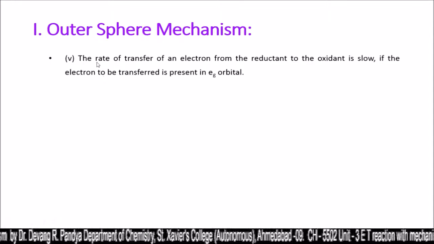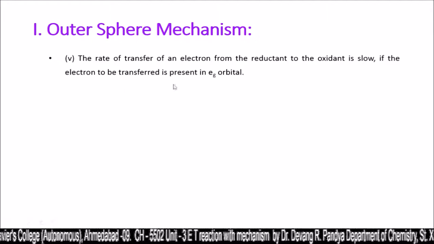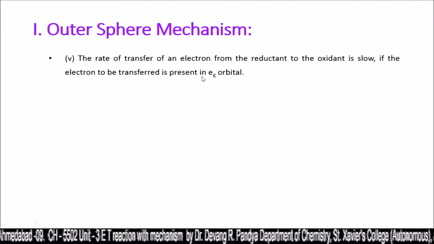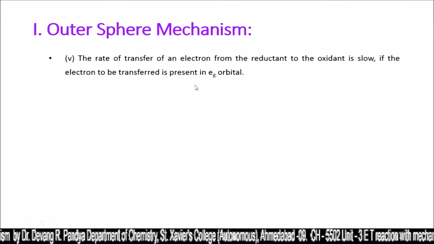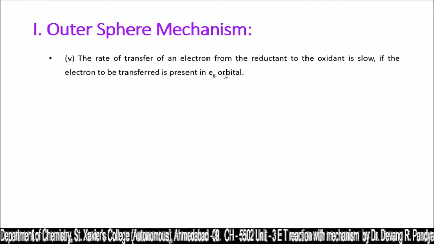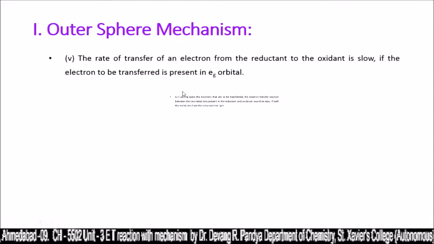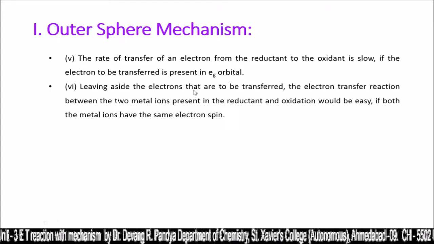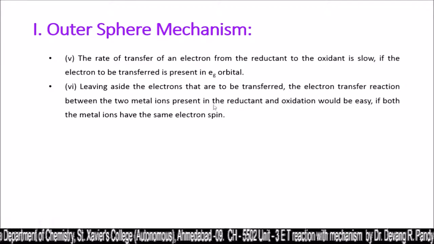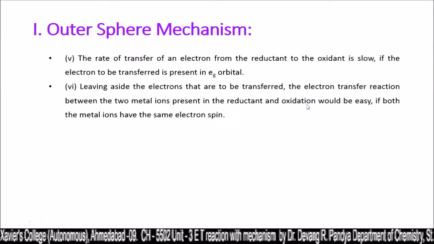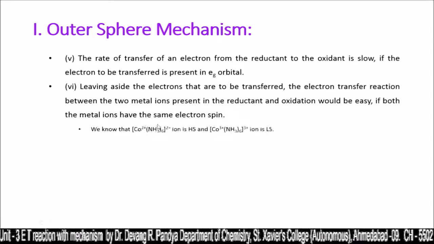Fifth condition, the rate of the transfer of an electron from the reductant to oxidant is slow if the electron to be transferred is present in the eg orbital of the central metal ion. We have studied the MO diagram. If the electron is present in eg, then the transfer rate of the electron would be slower. Leaving aside the electron that is to be transferred, the electron transfer reaction between two metal ions present in the reductant and oxidant would be easy if both the metal ions have the same electron spin.